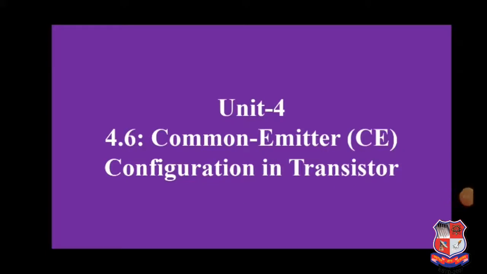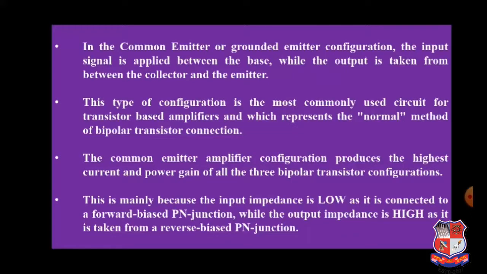Hello dear students, today in this lecture we are going to see the secondary configuration inside the transistor, which is related to the emitter terminal, and the configuration is termed as common emitter, or we can say CE configuration inside the transistor. So in the earlier lecture we have observed the common base configuration, in which the base terminal of the PNP or NPN transistor is grounded.